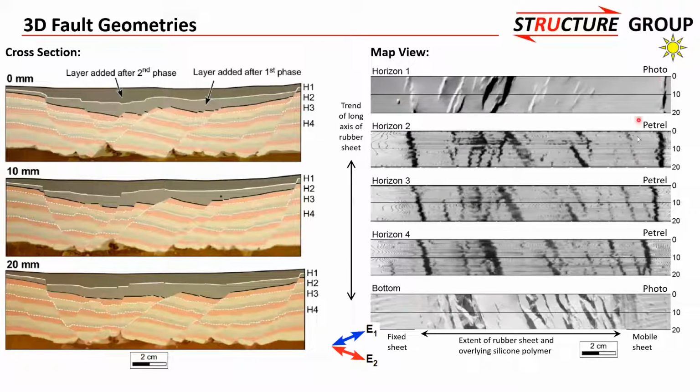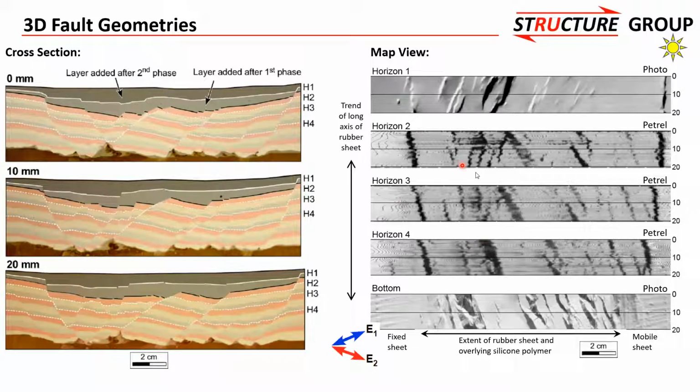And you can see here that I've just annotated the extent of the rubber sheet and the overlying silicone polymer, which is shown on the photos. And that pretty much is roughly between the two faults that you see in the photographs. Occasionally, you have a single fault that may extend a little farther out from where the edge of the tape was that was attaching the rubber sheets. But in general, you have the deformation focused right under where the silicone polymer was located.